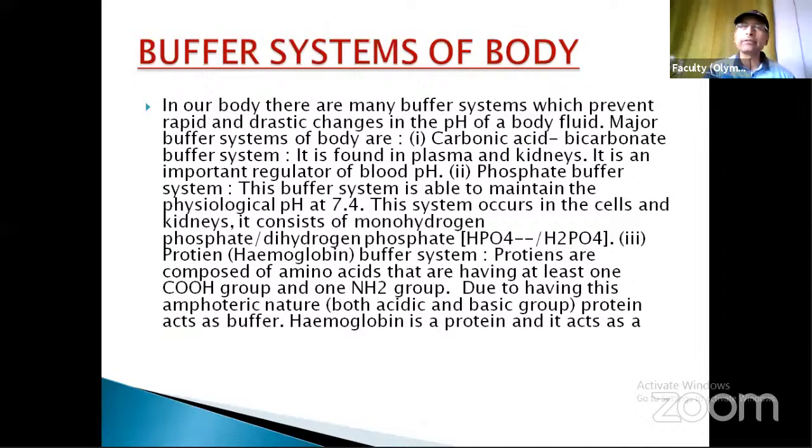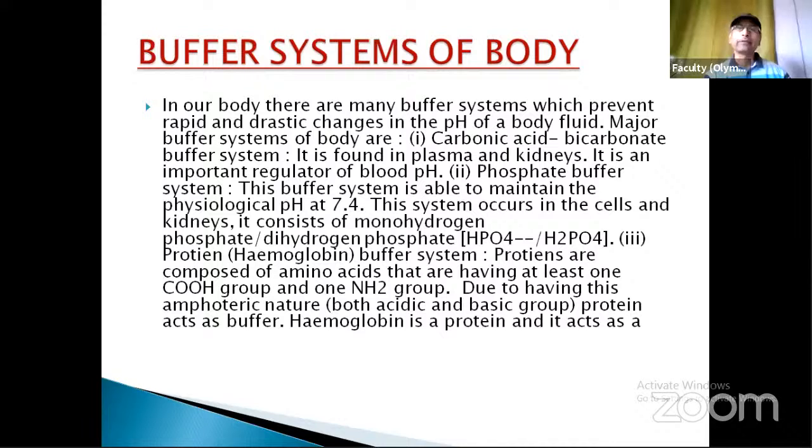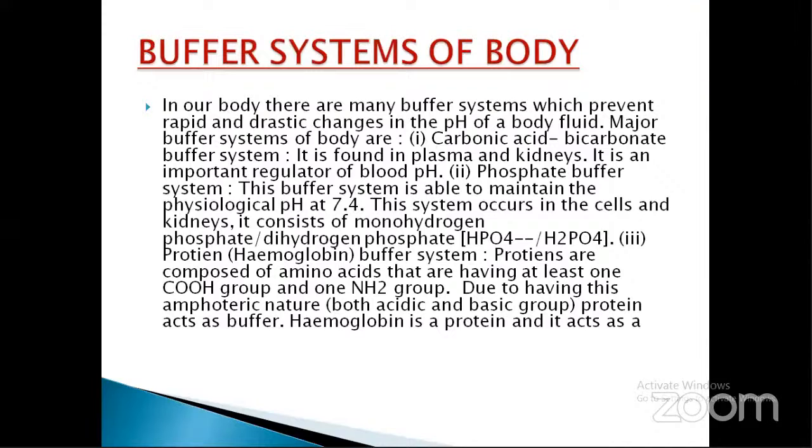Another buffer system is the phosphate buffer. The phosphate buffer system maintains the physiological pH at 7.4, and the system occurs in the cells and kidneys. This phosphate buffer system consists of monohydrogen phosphate and dihydrogen phosphate, HPO4 2 minus and H2PO4 minus. This is the phosphate buffer system.